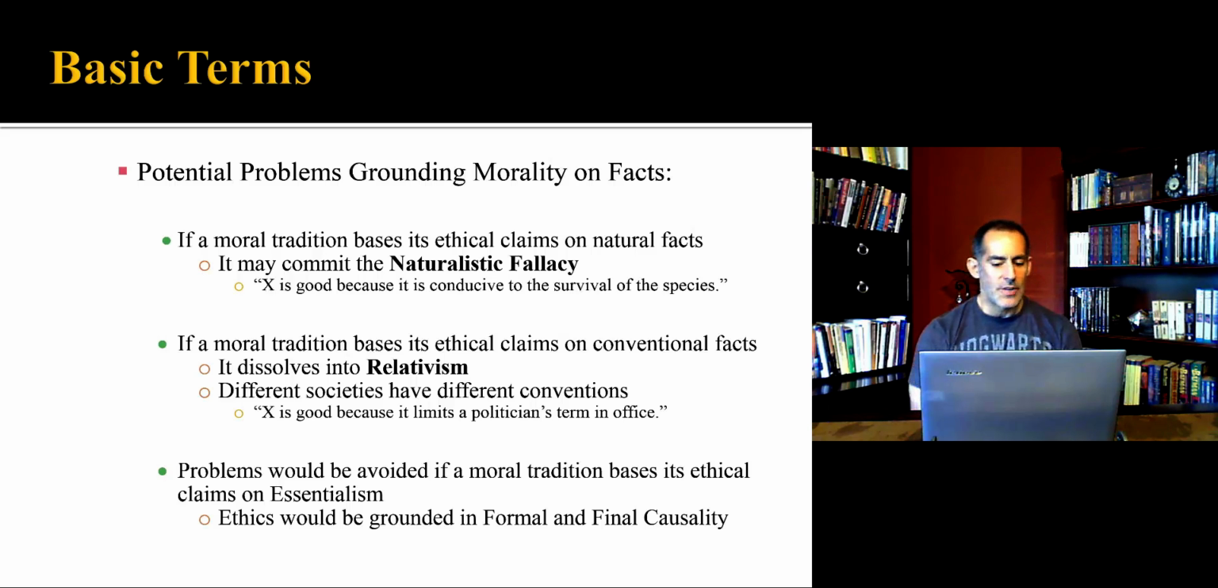For instance, if a moral tradition bases its ethical claims on natural facts, people will say you've committed a fallacy known as the naturalistic fallacy, right? That such and such is good for whatever natural reason. And we'll see that this could be a problem. Okay, so trying to ground things in natural facts, we can end up with a naturalistic fallacy.